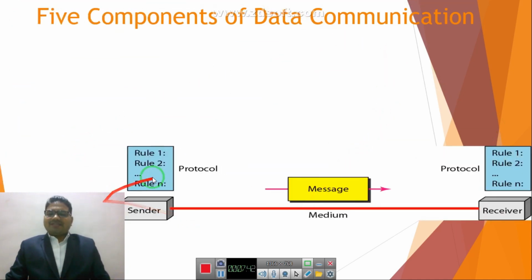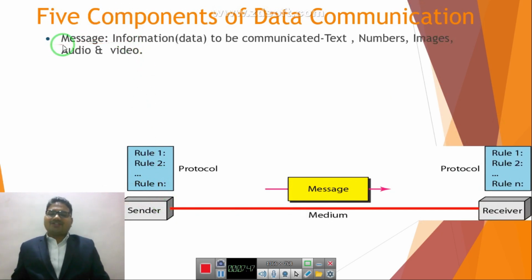So you can see from the figure that first it is your message. Message is the information or the data that is to be communicated. It could be in the form of text, numbers, images, audio or videos. Next, it is your sender.